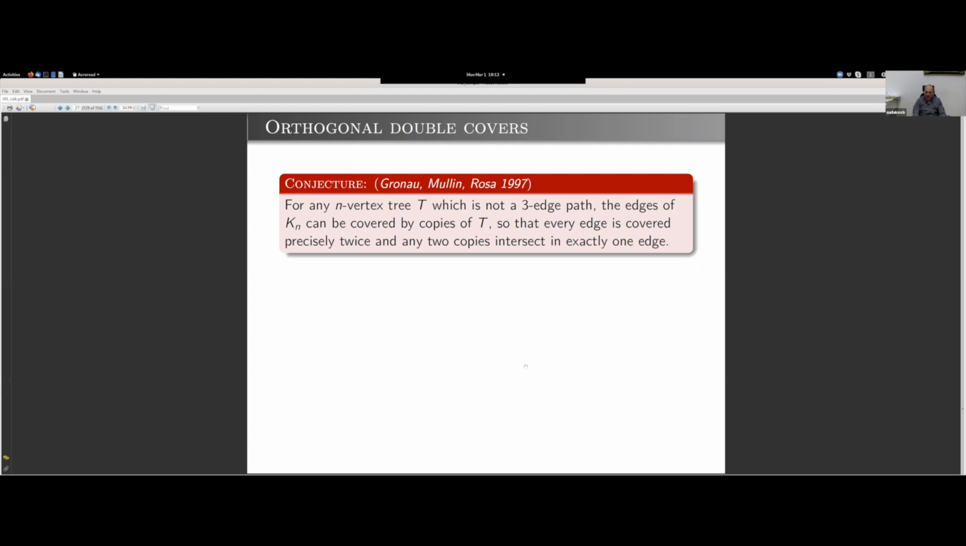And moreover, the two copies of different trees intersect in exactly one edge. And again, some nice design form. Is it clear? Right? So again, let me give an example. So let's again go to K4.